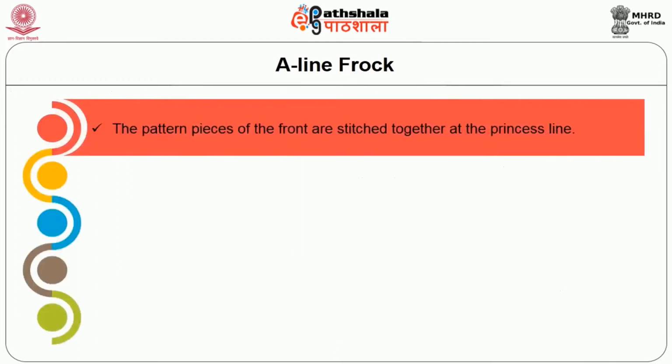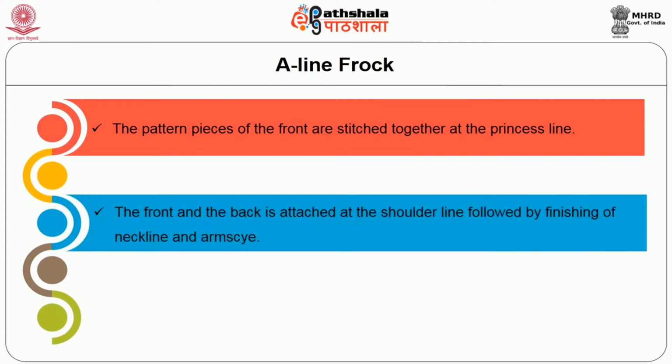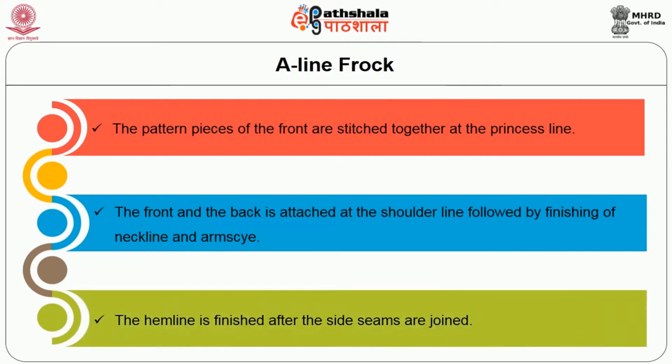After pattern making, the next important step is construction of A-line frock. The pattern pieces of the front are stitched together at the princess line first. The front and the back is attached at the shoulder line followed by finishing of the neckline and arm side. The hemline is finished after the side seams are joined.